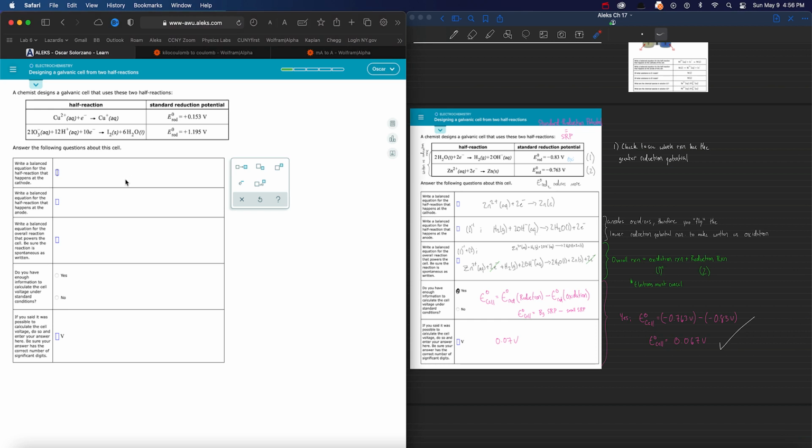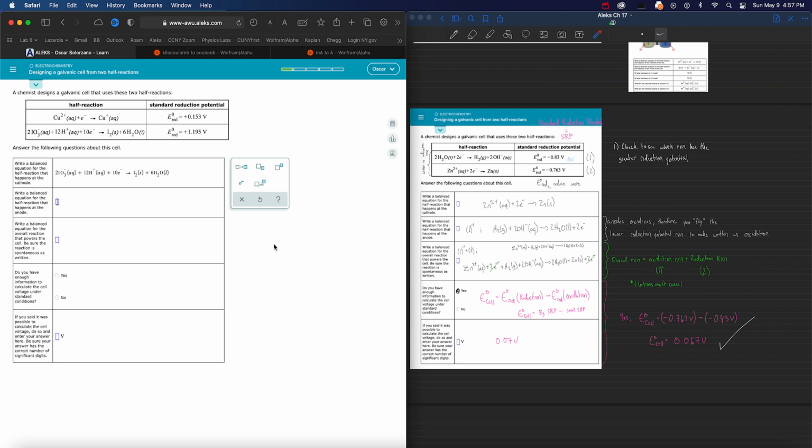So we're going to write this whole equation down in this first box, which is extremely annoying, but that's why I didn't want to write it out, so I could just skip to this step. Okay, so that's our cathode.